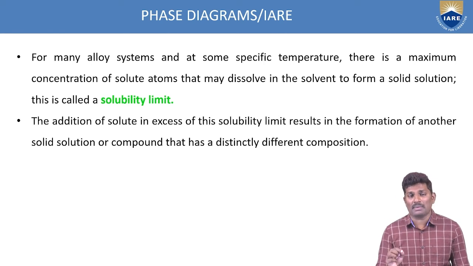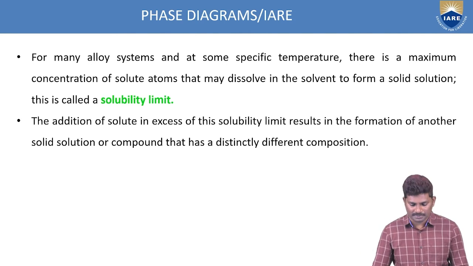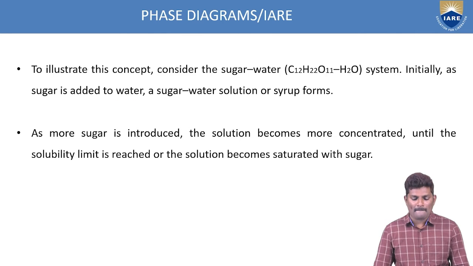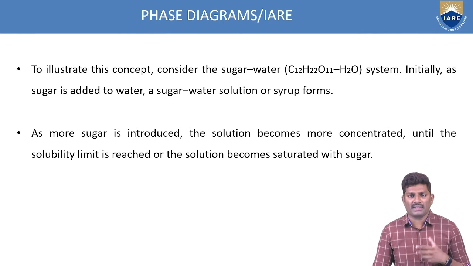So the temperature plays a key role in this solubility limit. The higher the temperature, the higher the solubility limit you'll get. But the exact definition is that beyond that solubility limit, there is no chance of solution formation. To illustrate this, we are taking water and sugar as an example to explain the solubility limit. And how to draw the solubility limit graph, we'll see in the further slides.